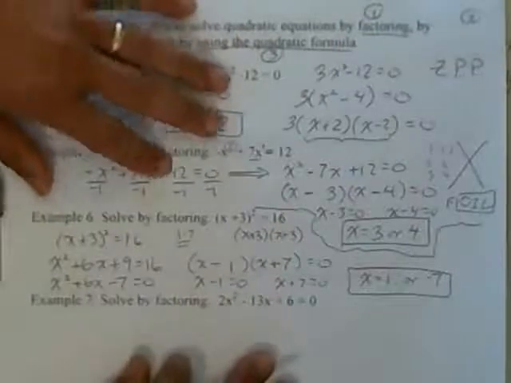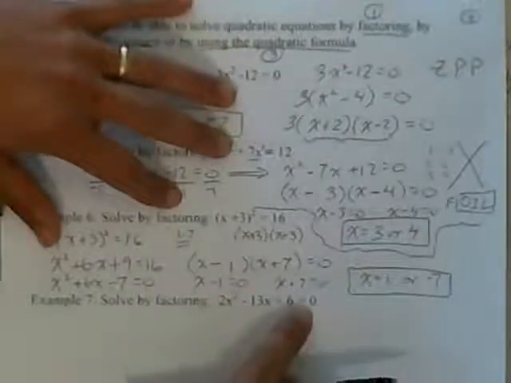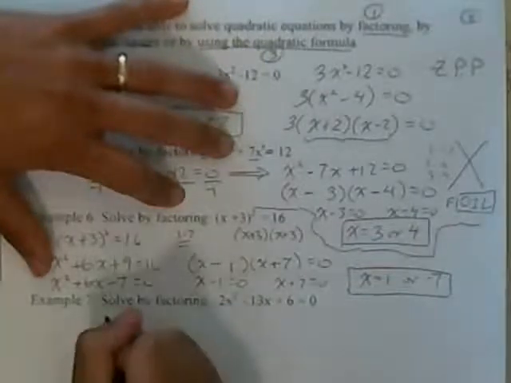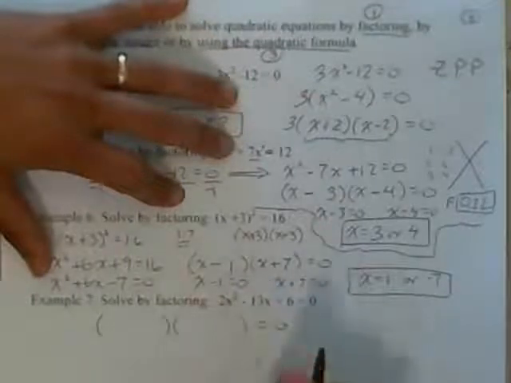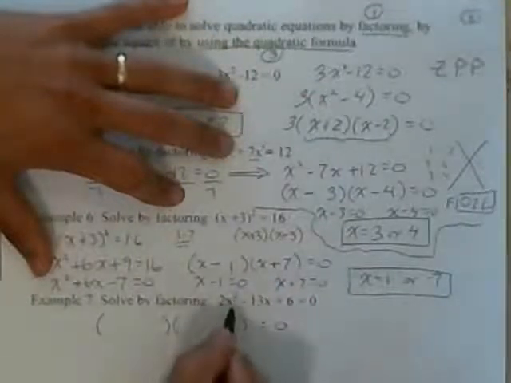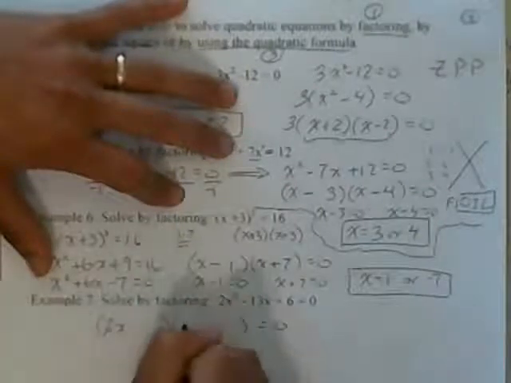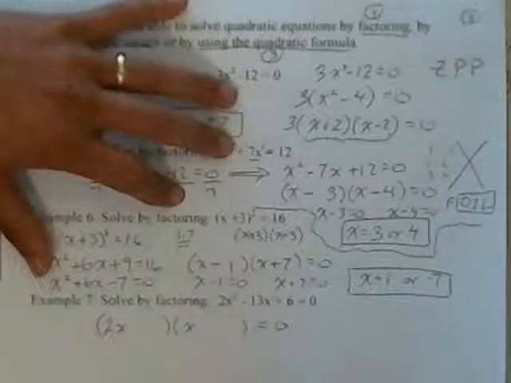Example number 4. I don't know if you can read it: 2x squared minus 13x plus 6 equals 0. I'm going to use the same technique again. Step 1, equals 0. Step 2, the 2x squared. The 2 is going to kill you. It's going to be a 2x and an x here. 2x times x is 2x squared.